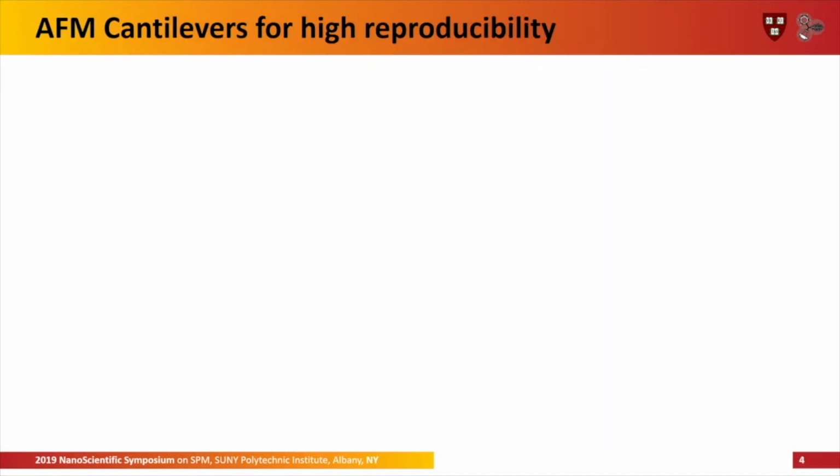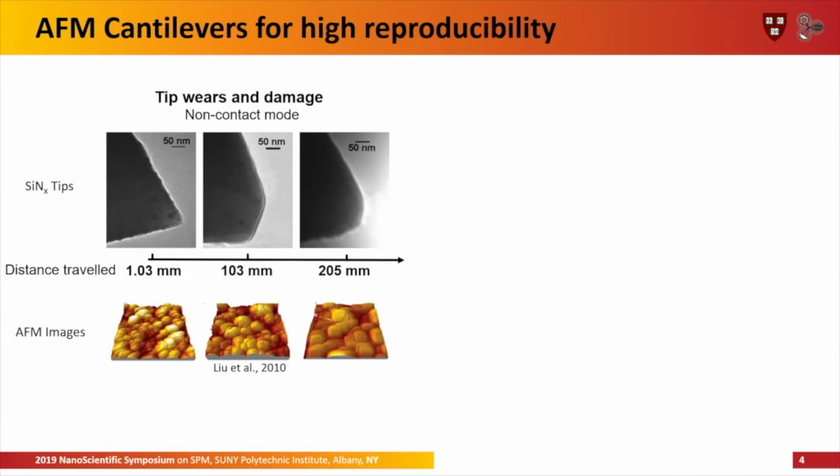For the second application, scanning over a large area, we have typically seen, and probably experienced ourselves, the problem of tip wearing and damage. This is just an example of that. The longer we scanned, the more the tip got eroded. As a result, the AFM images were losing resolution information and also reproducibility of the system, since we have to change the cantilever once in a while.